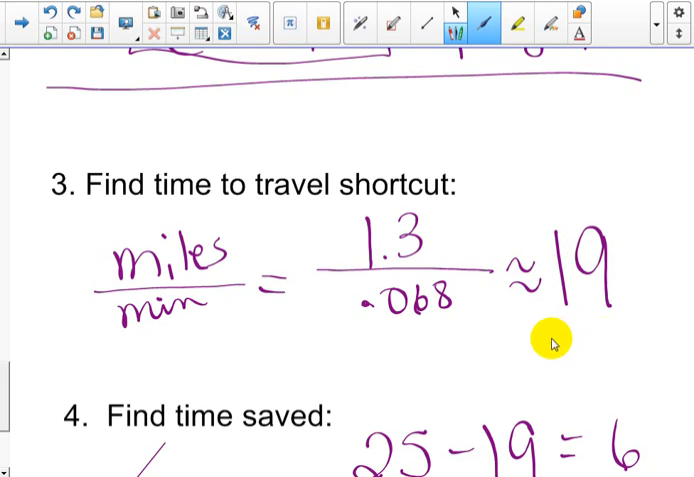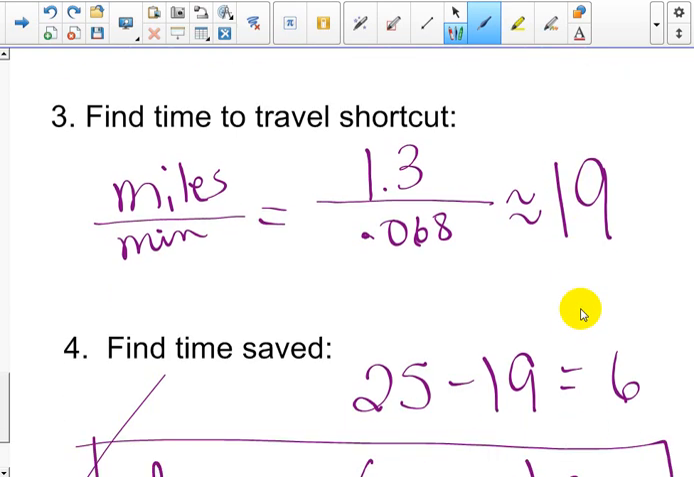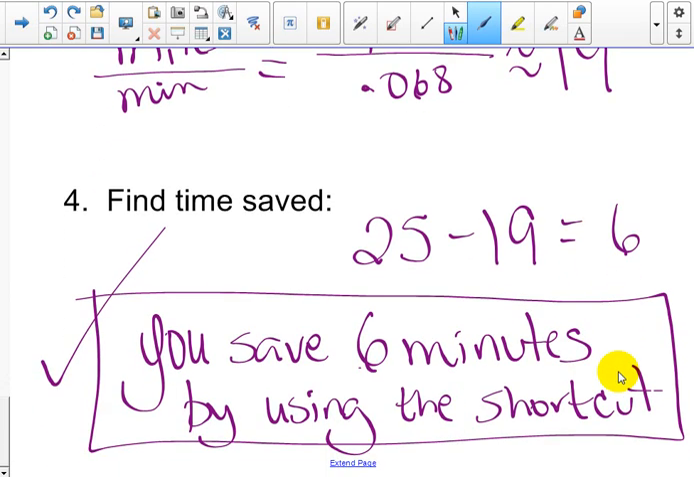So that's not what they asked though. They asked how much time do you save by taking the shortcut. So if we know the regular path took us 25 minutes and our shortcut takes us 19 minutes, then all you have to do is subtract. 25 minus 19 is 6. So you're going to save 6 minutes by using the shortcut.